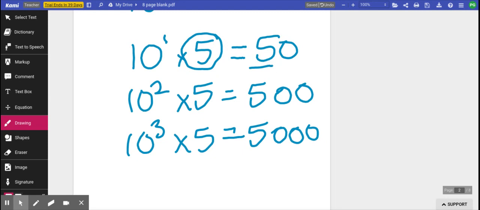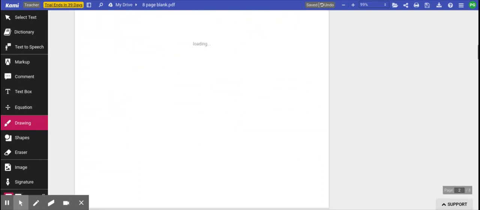5 is our leading number, and the exponent tells us, if we just had the number 5, how many times we would have to move the decimal point to the right. To get from 5 to 50, you'd move it once. To get from 5 to 500, we would move it twice, etc.